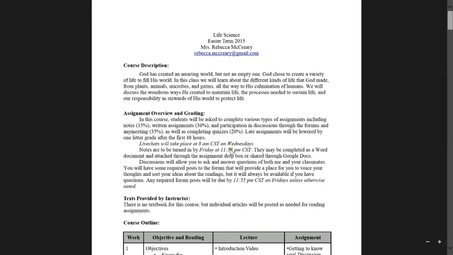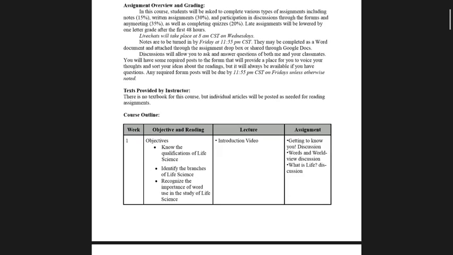I do have on here late assignments will be lowered 1 letter grade after the first 48 hours, so it is definitely to your advantage. Even if you can't get something done on time, still go ahead and get it done, because it definitely will benefit you to still complete that assignment. The assignments are provided so that you fully internalize the material, and so it definitely is helpful for you to go ahead and finish those.